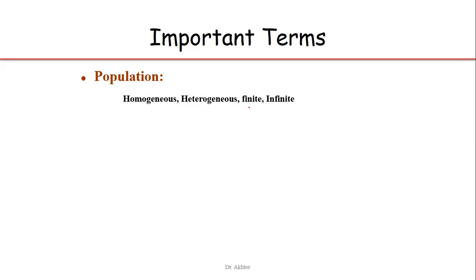Sometimes the population is finite, if it is limited, like the students studying in IBA, which is a finite population. Sometimes the population is infinite, maybe the number of fishes in a lake or the number of stars in the sky. Census is a term which is used for complete enumeration. Complete enumeration means the data from the entire population is collected and analyzed.